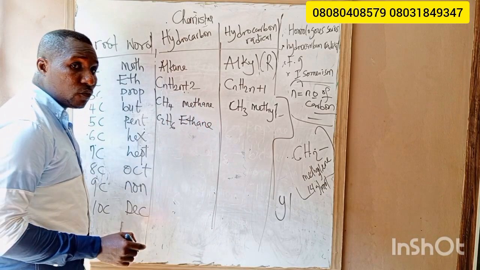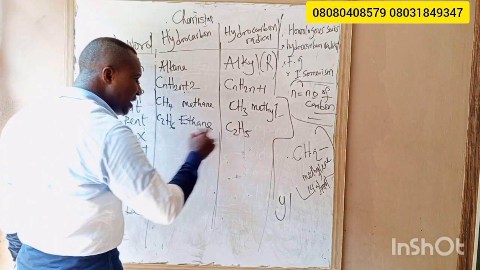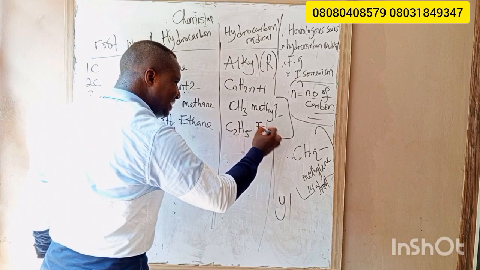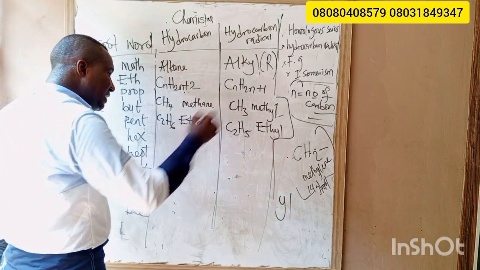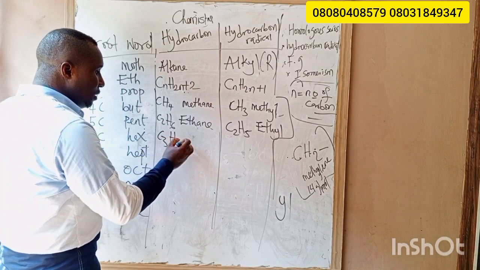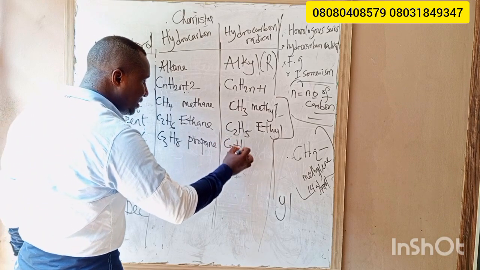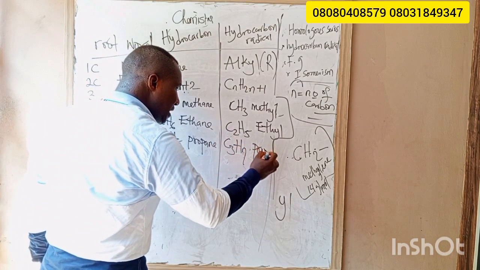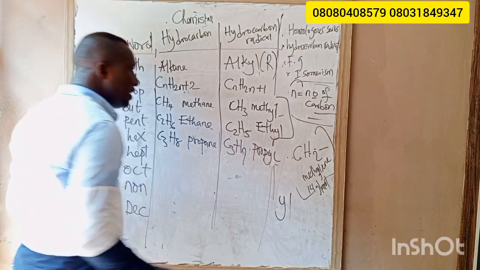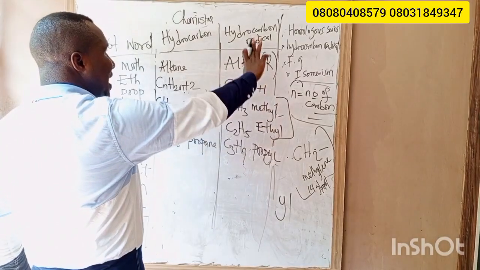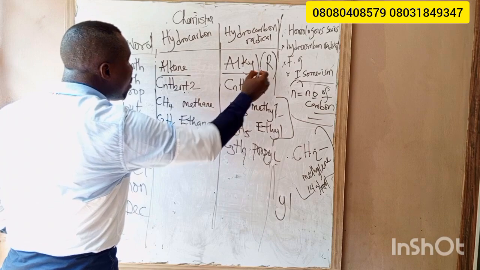When it loses one atom of hydrogen, what do we have? You have C2H5. Change ANE, you have ethyl. The next one, C3H8, which is propane. Change it, you have C3H7, which is propyl. These are the hydrocarbon radicals of alkane. The hydrocarbon radical of alkane is alkyl.